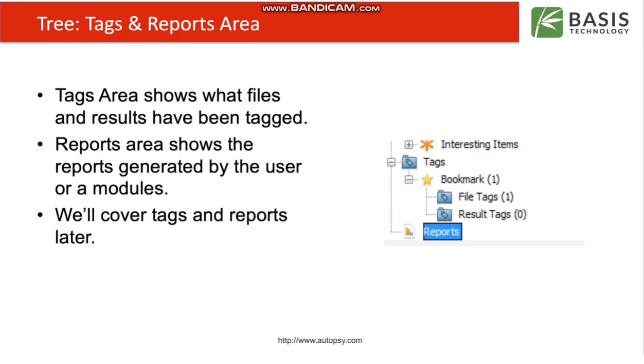The bottom 2 parts of the tree are the tags and reports area. The tags area is where you will find all of the tags that you created and that you tagged for the files, or perhaps your colleagues tagged. The bottom area of reports is all about what reports either you or a colleague generated, or perhaps one of the modules generated and added them back into the case as a report. We'll talk about both these things a bunch later on today.